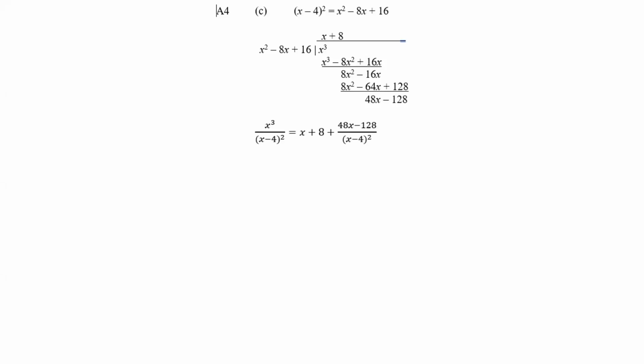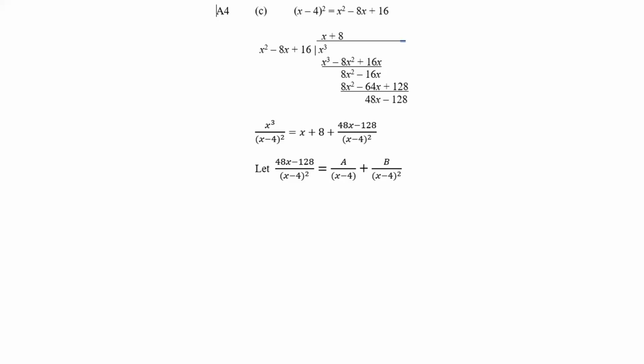Okay, so next, express the improper fraction as a polynomial plus proper fraction. Then now we do partial fractions for the proper fraction only. The x plus 8, we take it aside first. Last line, then you remember to add it in. Okay, then the denominator is x minus 4 whole thing squared.